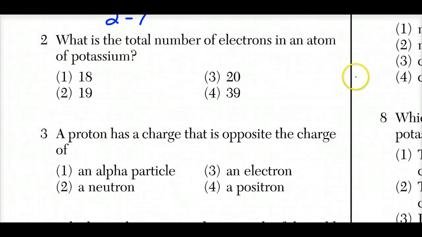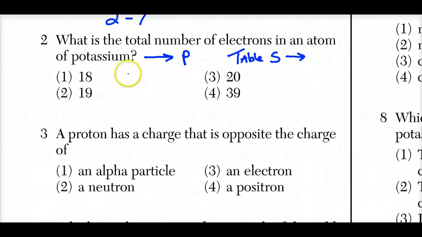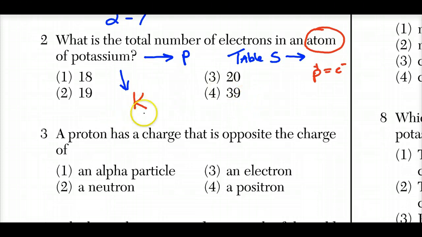What is the total number of electrons in an atom of potassium? Now, some people think potassium is element P. If you forget, you have Table S that tells you atomic number with element symbol and name. Potassium is not P, that's phosphorus, it's K. By saying the word atom, it's telling me that protons equal electrons because we're neutral. So all I've got to know is how many protons potassium has. Let's look this up in our reference table, specifically the periodic table.